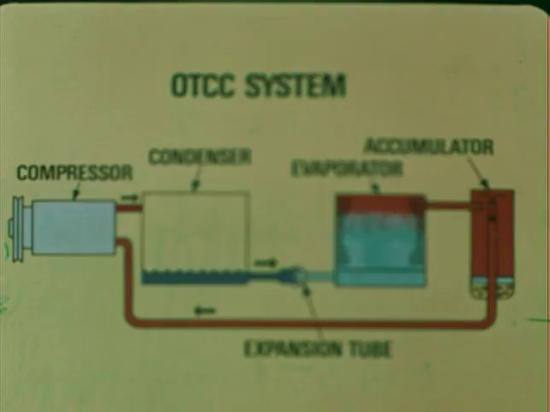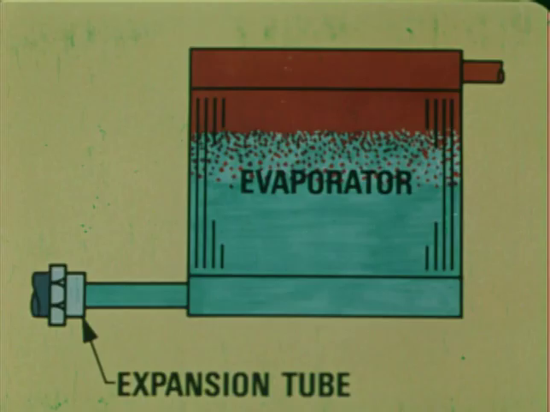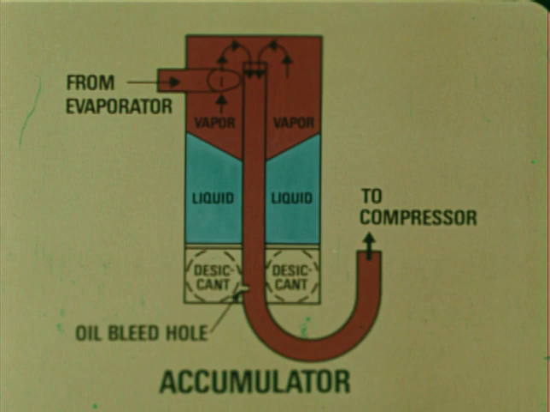Here is a simplified diagram of the OTCC refrigeration system. Note that most of the components are the same as used in other systems and are serviced in the same way. High-pressure liquid refrigerant is metered into the evaporator by the expansion tube, where it becomes low-pressure liquid and begins to vaporize or boil. As the refrigerant boils, it absorbs heat from the air forced between the evaporator fins by the fan. The refrigerant leaves the evaporator as a cold vapor and liquid and passes into the accumulator.